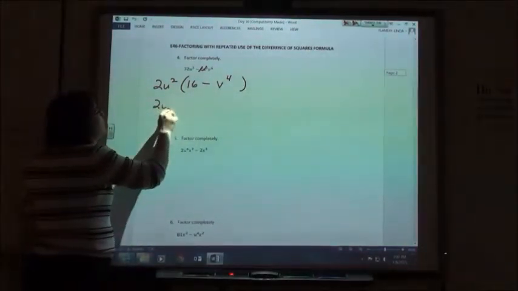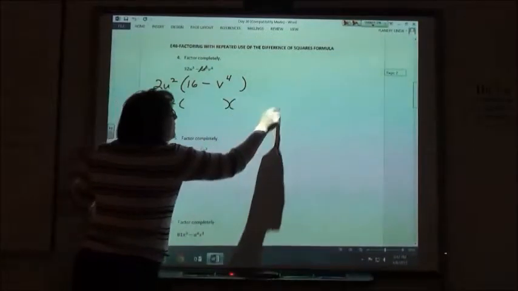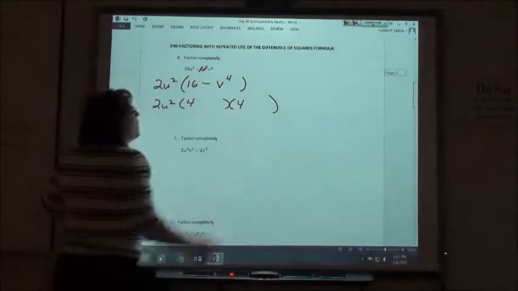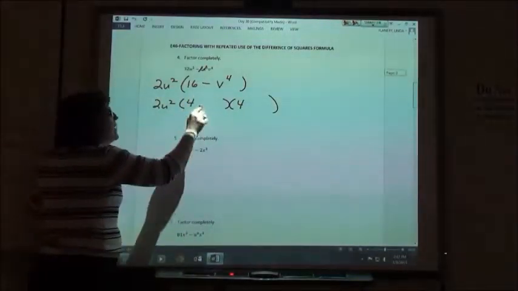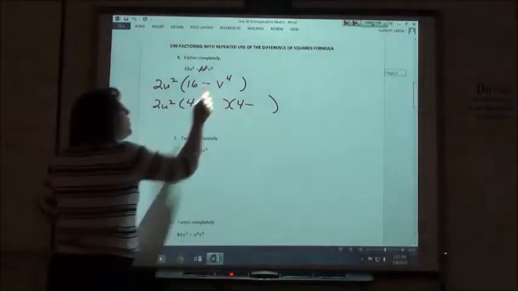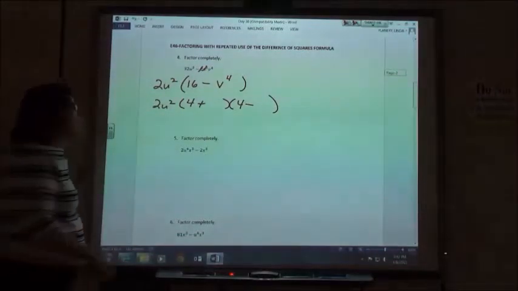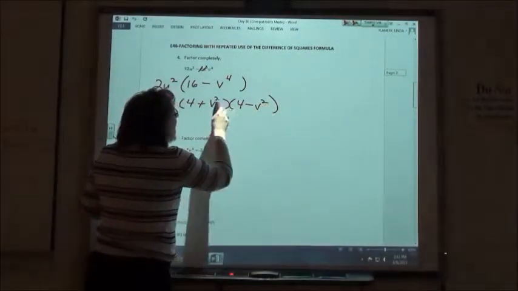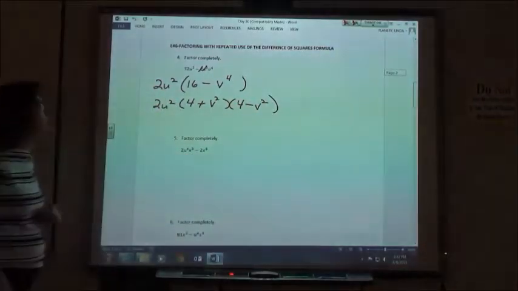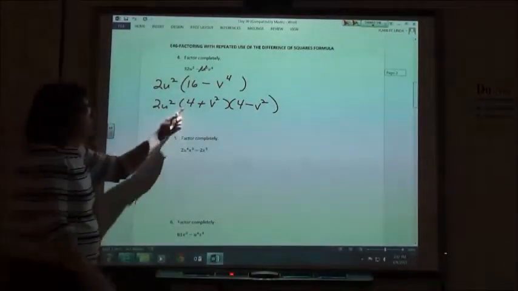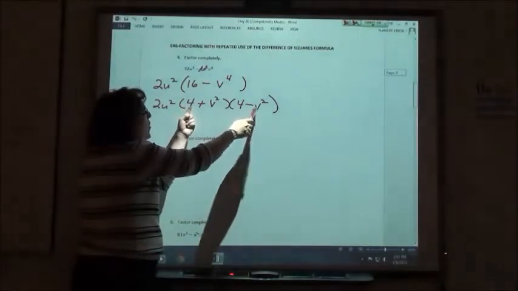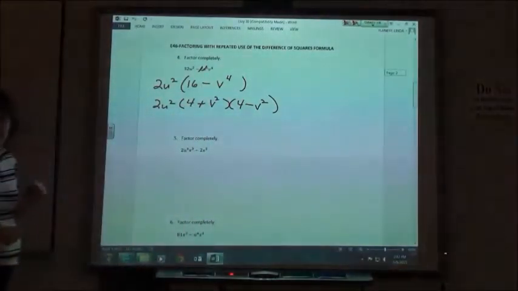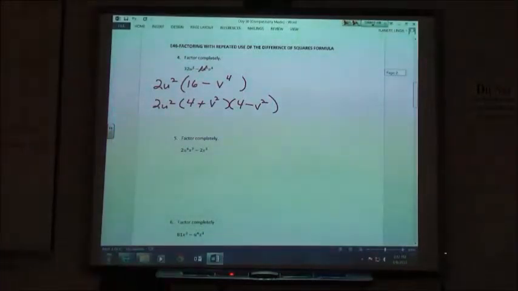I'm going to factor the difference of squares from FOILing. Factors of 16, 4 and 4. This is a negative, I have a plus and a minus. I want the factors of v to the fourth. V to the fourth would be v squared and v squared because I add my exponents. 2 plus 2 is 4. We get a minus 4v squared and a positive 4v squared, which is the 0 v squareds in the middle, and that's how come that factors.